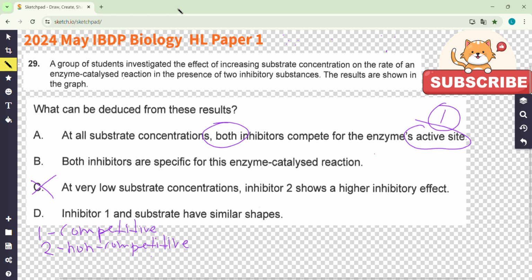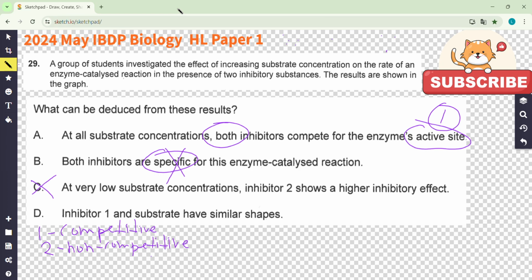B, specific. Do they need to be specific to the reaction? No, especially for the non-competitive one, right? It just sticks to the enzyme and changes the shape of the enzyme, right? Right? So this one, specific. Oh, is D correct? Maybe next time you find out D is also incorrect. Unlucky, okay? Then you have to rethink your procedure again.